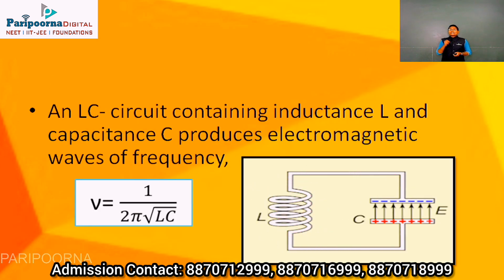Likewise, an LC circuit containing the inductance L and the capacitance C, that is why it is called an LC circuit, produces electromagnetic waves of frequency nu equal to 1 divided by 2 pi root of LC. So this is also a source of electromagnetic waves. You can observe from the image how the LC circuit works.